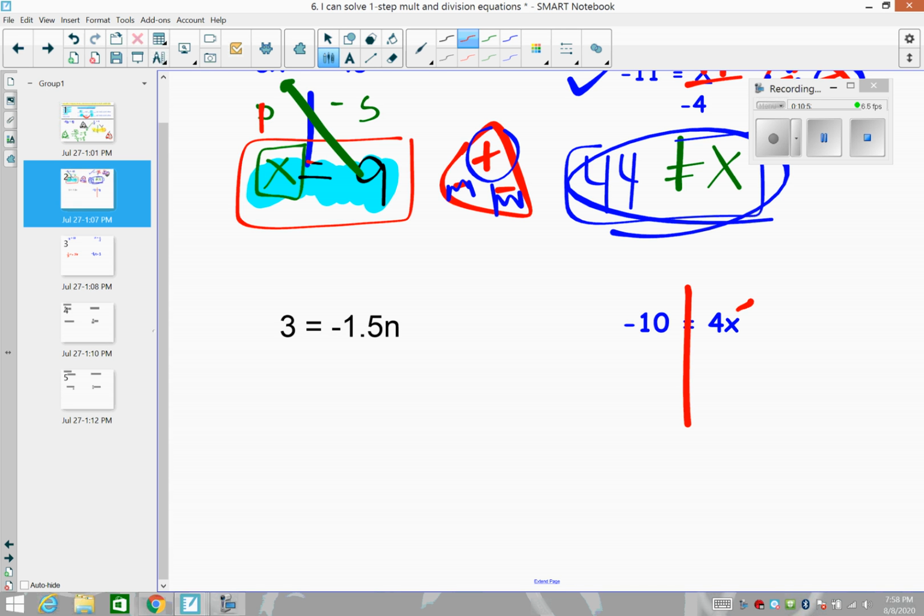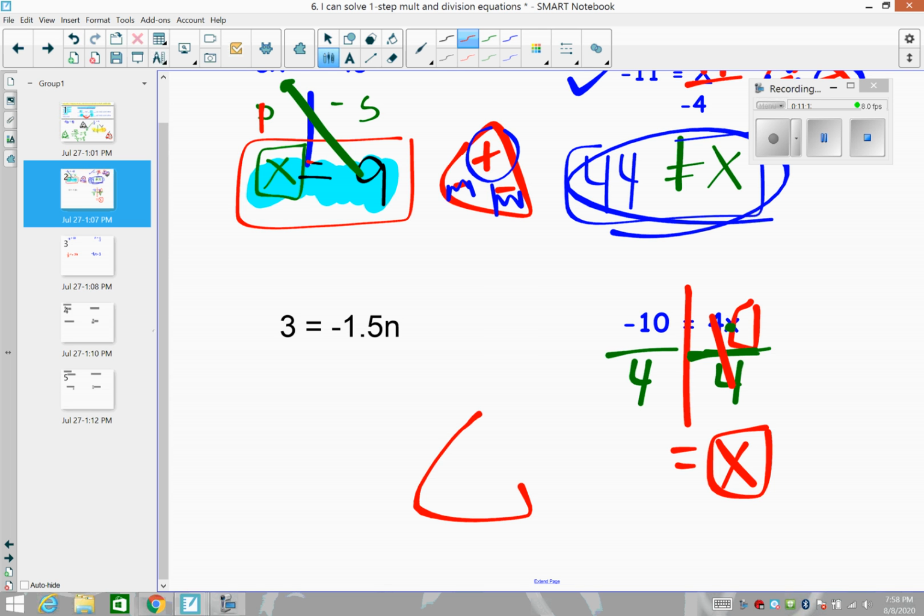Build house, build fence, clean yard. So we have the operation of multiplication here. To solve, we're going to divide by the number out front, which is 4. Copy, paste. So the right-hand side becomes a nice 1. If I haven't used it, drag it down. We cleaned our yard. We got rid of the 4.